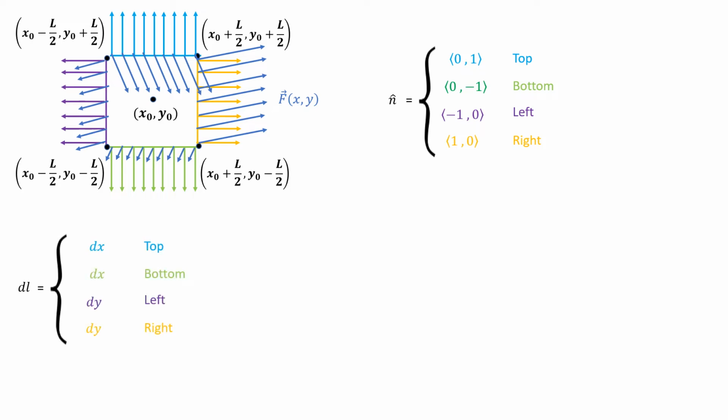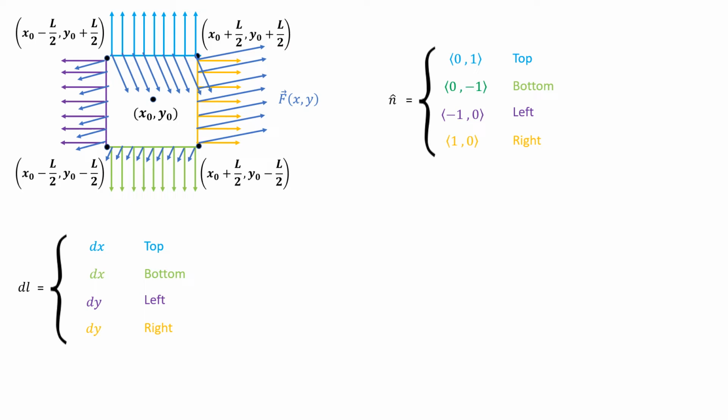We will also define a term that describes a differential length on our square, which we will call lowercase dl. On the top and bottom of our square, the length differentials will be equal to dx, and on the left and right side of our square, the length differentials will be equal to dy.